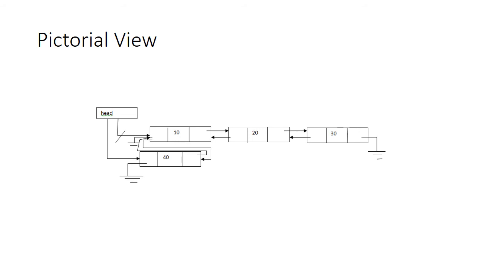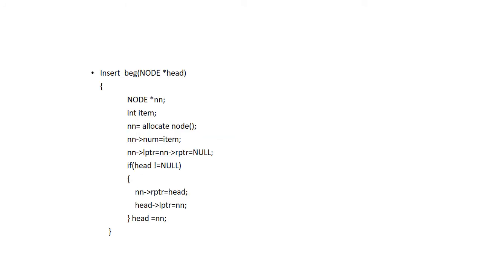What I am doing is making the right pointer of the new node point to head. The left pointer of head is pointing to the new node, and head now stores the address of the new node, which is going to become my head, the first node of my doubly linked list. That is what I am doing.